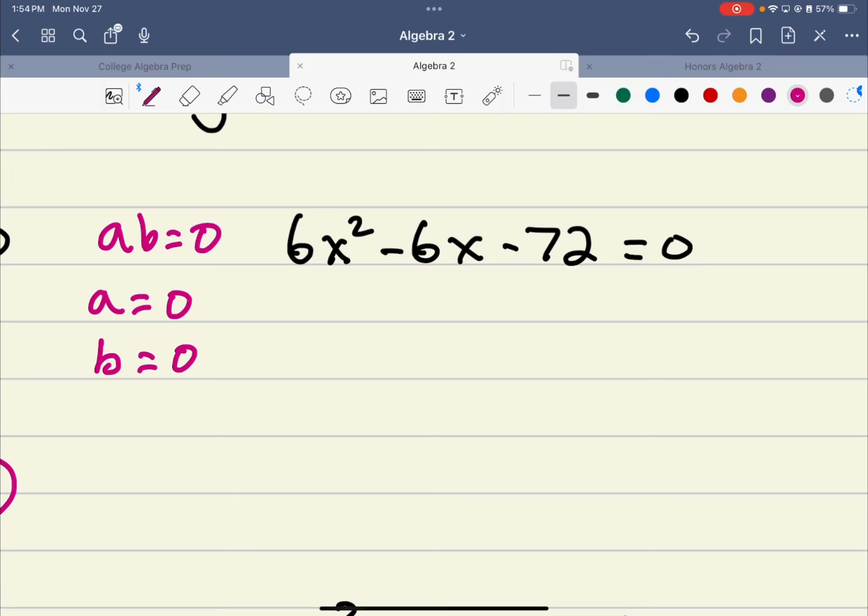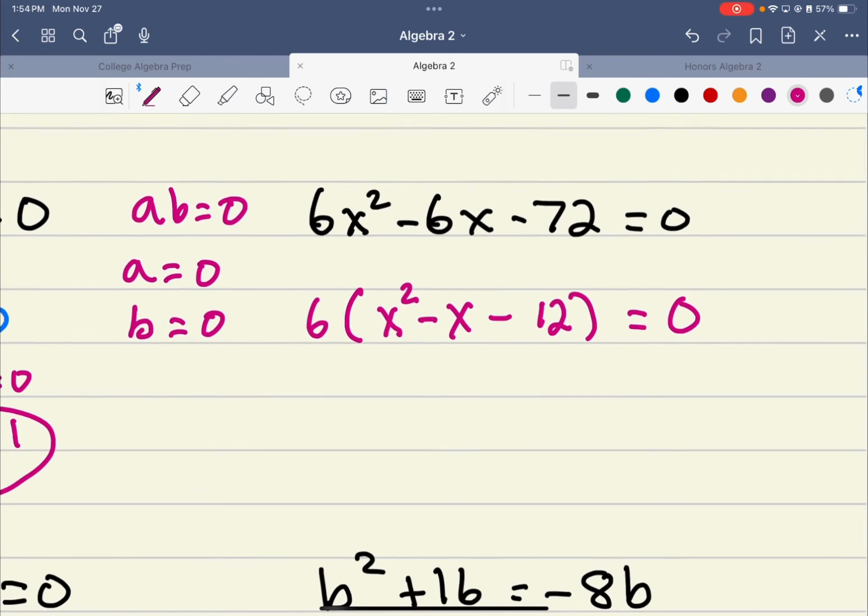First step, and one everybody's going to forget, always, not always, take out a GCF. GCF for 6 and 72. 6 going into 72? I think so. So we can take a 6 out. If I take a 6, x squared divided by 6 leaves me with x squared, minus 6x divided by 6 is just x, 72 divided by 6 is 12.